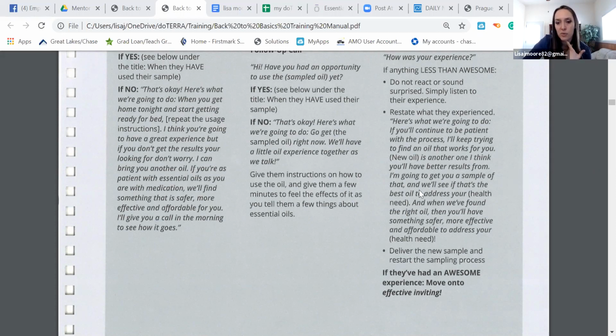I'm going to get you a sample of that, and we'll see if that's the best oil to address your health need. And when we've found the right one, then you'll have something safer, more effective, and affordable to address your health. And deliver the new sample and restart the process. All right.